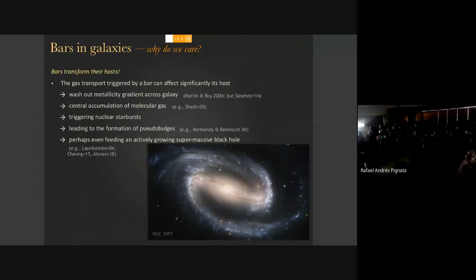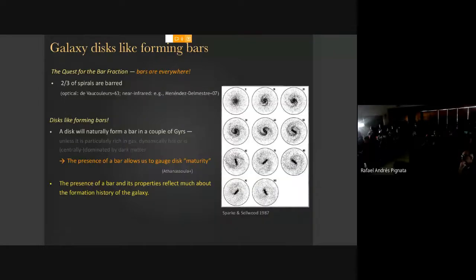The main thing about bars is that disks inevitably will at some point form a bar, unless they have certain conditions that delay this process. Disks like forming bars. Bars have a big impact on their host. They transport gas and stars throughout the galaxy, towards the inside, within the co-rotation radius, or to the outside if not. So it can alter the metallicity gradient. There are a lot of things I list in this slide that are still under investigation. But the main thing is that, as I said, disks like forming bars.